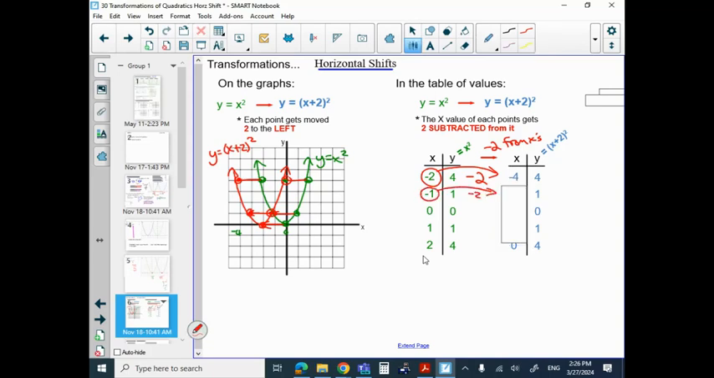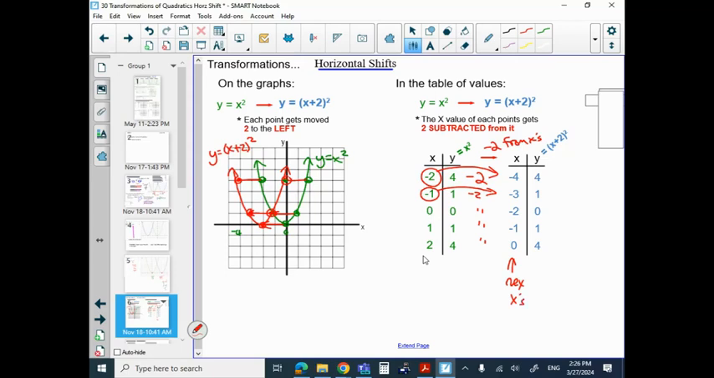Take away 2, and you get negative 3. And then take away 2 from the 0, you get negative 2. Take away 2 from the 1, you get negative 1. And take away 2 from the 2, you get 0. Okay, so you're doing that. Take away 2 from the x's each time, getting your new x's.